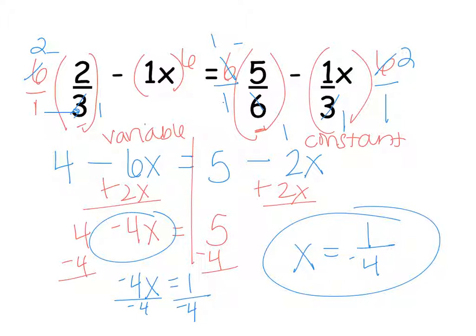The only reason I would need to do any extra work here is if I had a fraction that wasn't in lowest terms, I would need to reduce it. Or if I had an improper fraction, I would change that to a mixed number. But I've got a fraction in lowest terms. I'm finished. X equals negative 1/4.